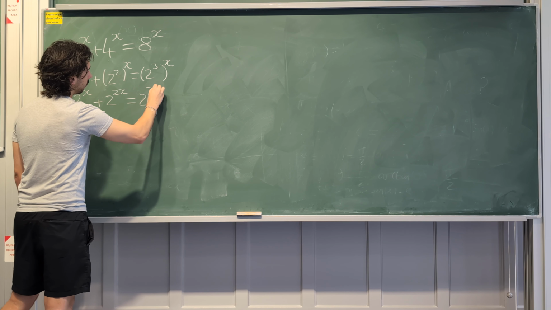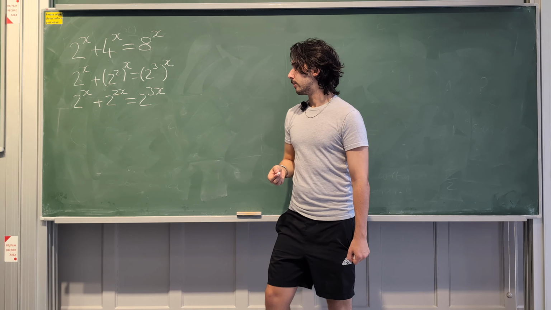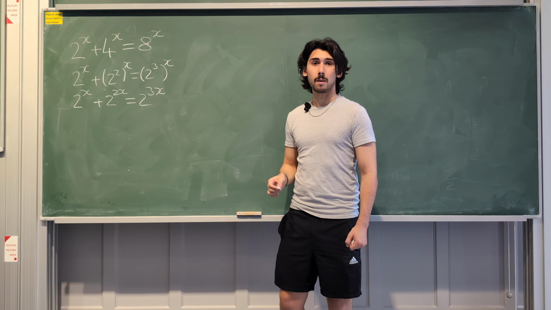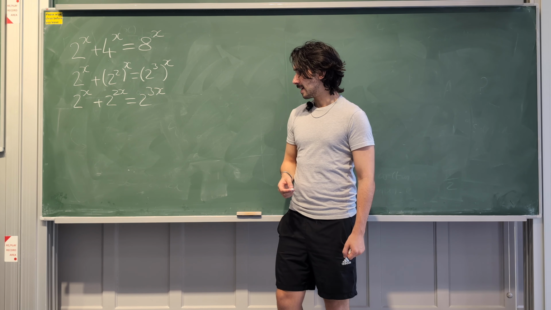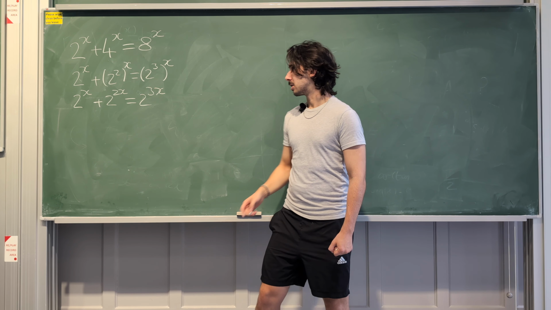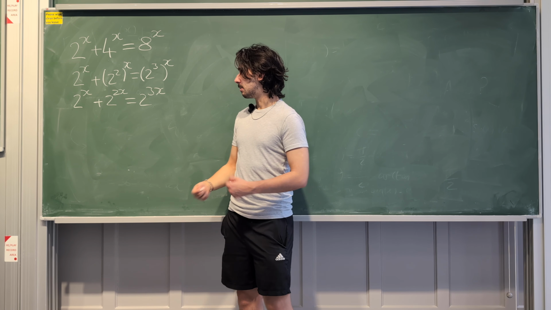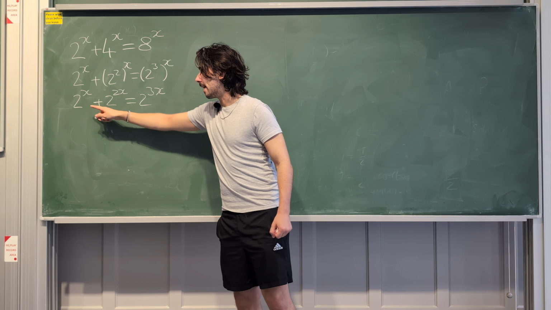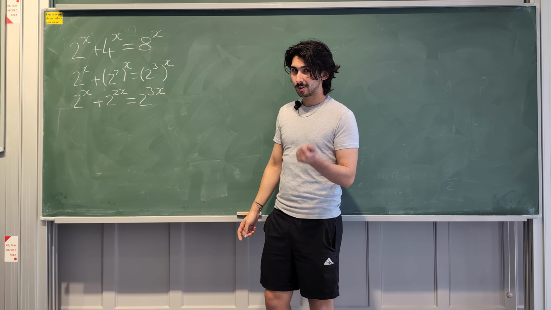2 to the 3x. So this is a little bit better because all of the base numbers are the number 2. That's nice, but it's still not that great. It's not that useful because we have this addition going on here. If they were timesing, it would be nice, but there's not really a way to simplify this. So the trick is, again, to kind of spot this.